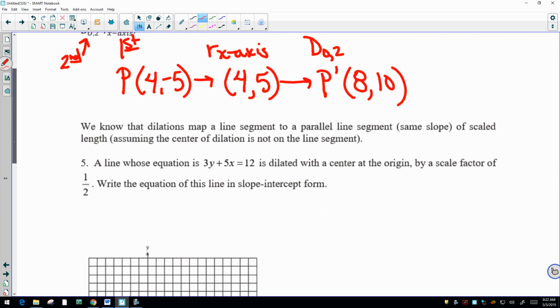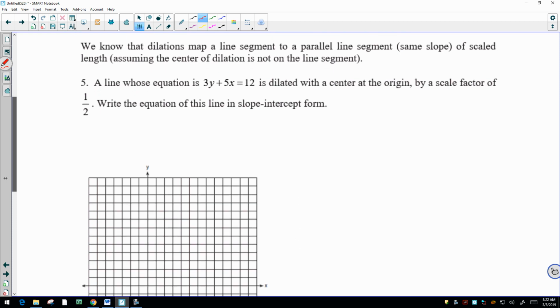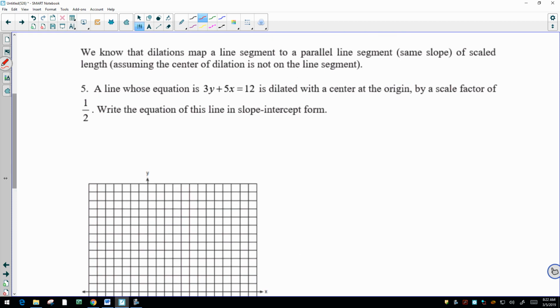And as we're moving on. So we know dilations map line segments to a parallel line segment, meaning same slope, of a scale factored length. Okay, assuming the center of dilation is not on the line segment. So this is kind of big here. We talked about this last time. This was from our last section of notes, so this is just kind of a reminder. When you're doing dilations, we get parallel line segments, so you want to keep that in mind, thinking same slope.